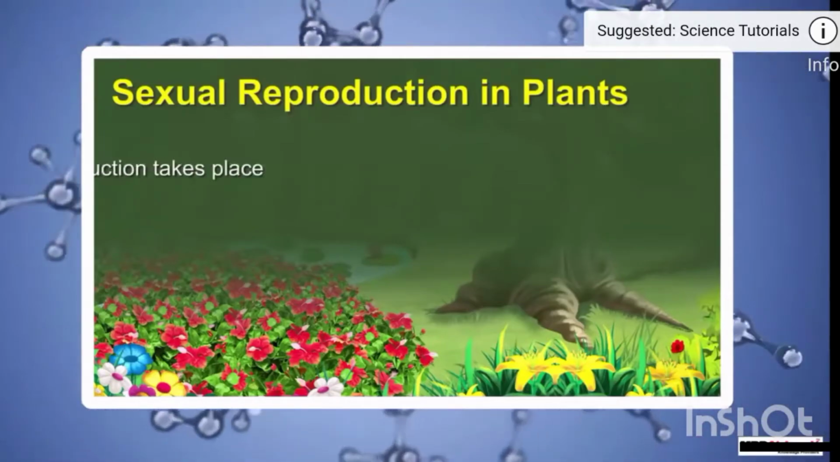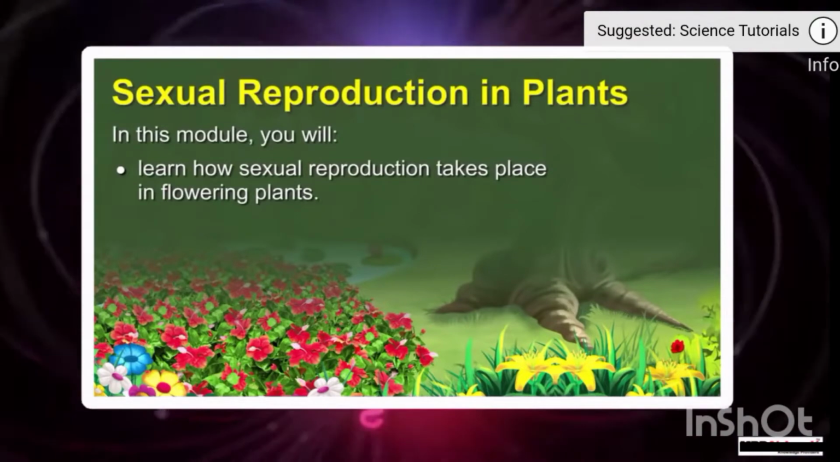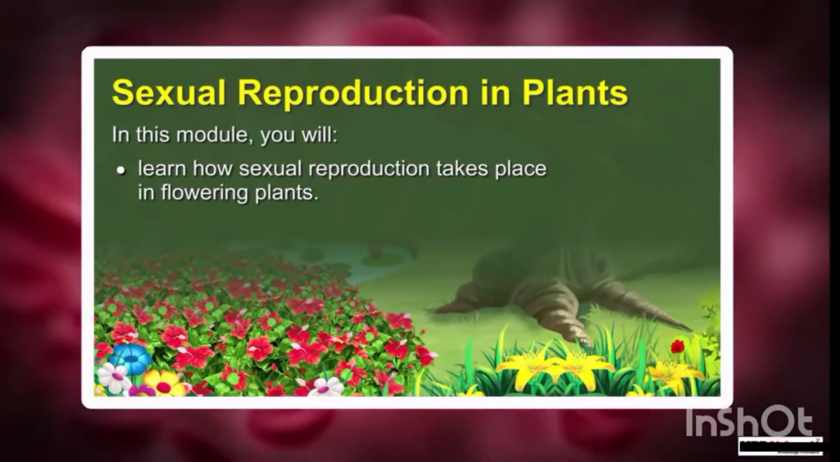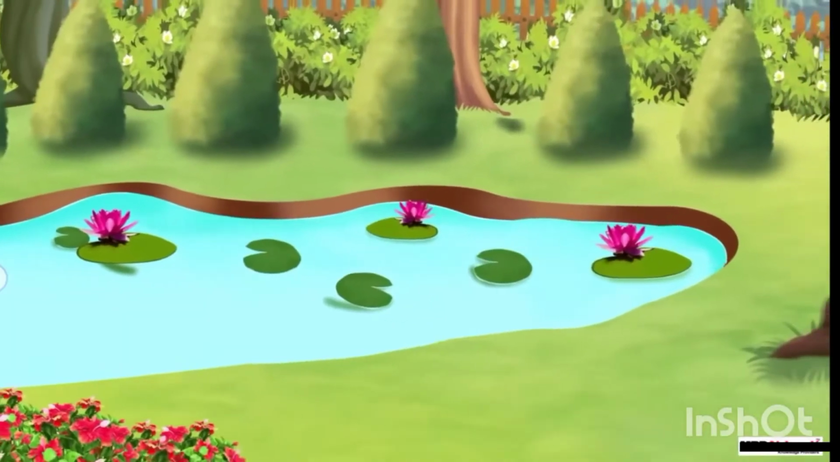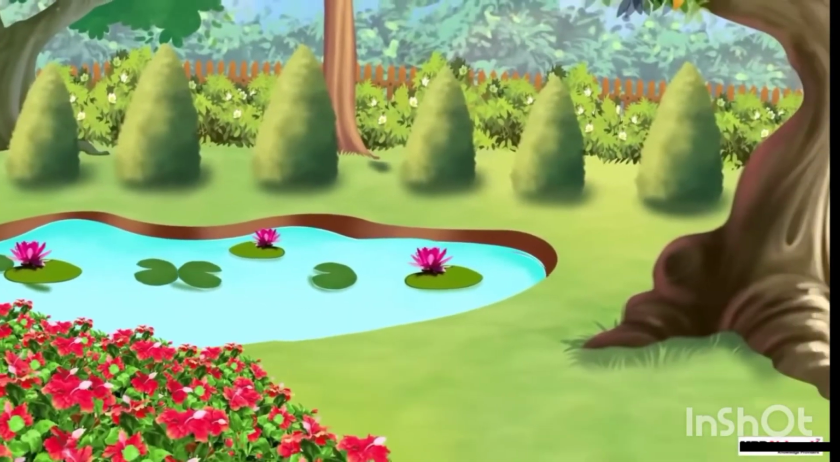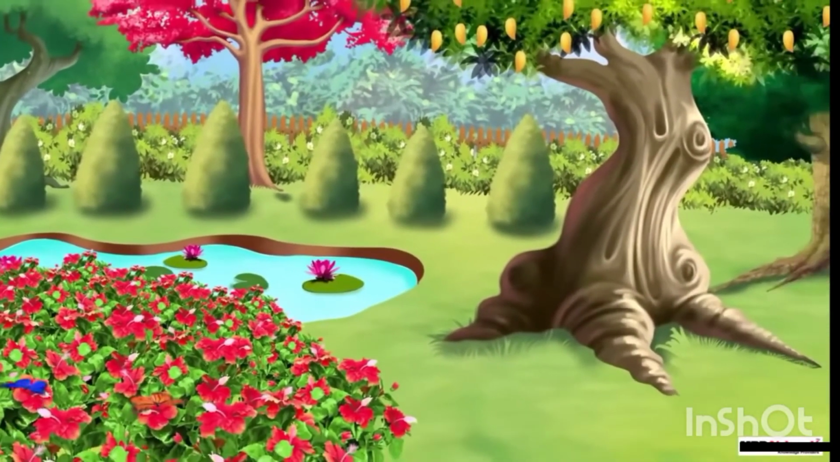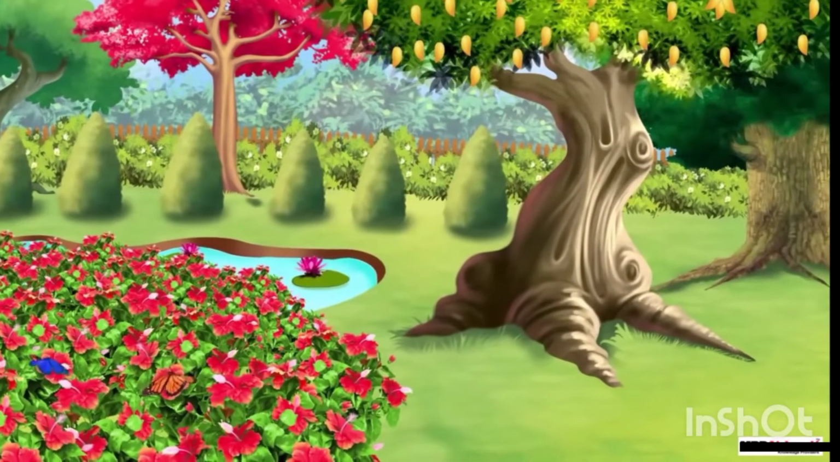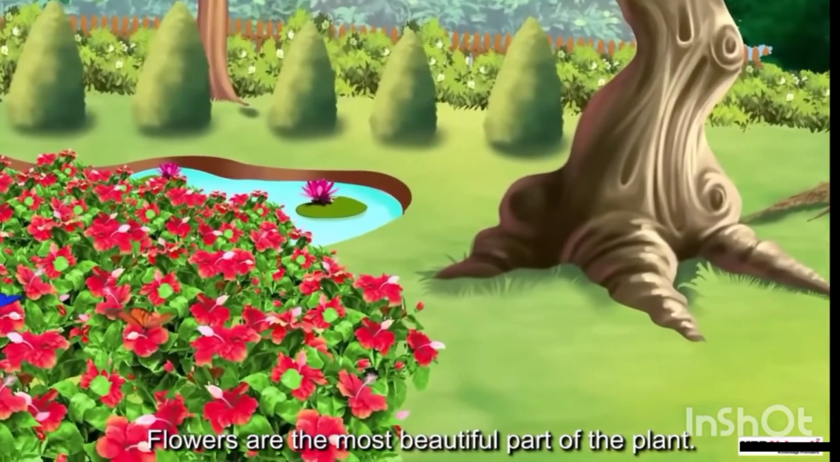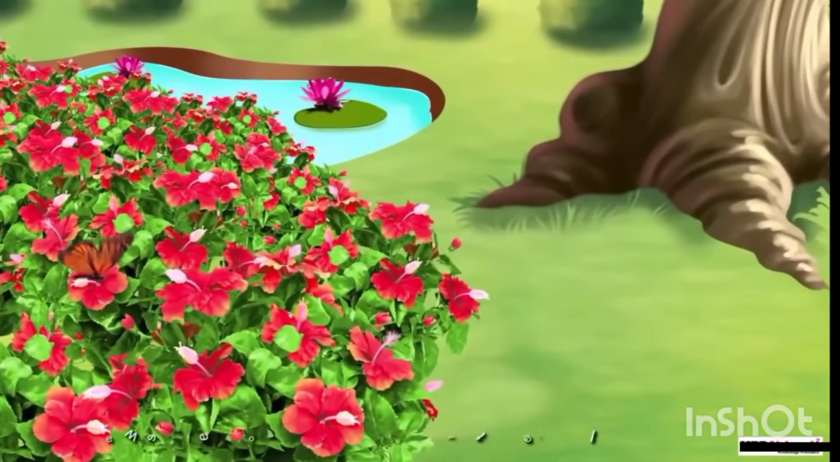and plants. In this module, you will learn how sexual reproduction takes place in flowering plants. It is spring season. Flowers are blooming on the trees. It is indeed a beautiful sight. Flowers attract all of us. They are the most beautiful part of the plant, isn't it?